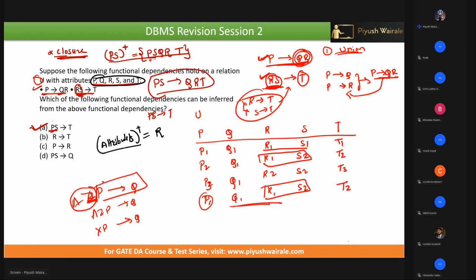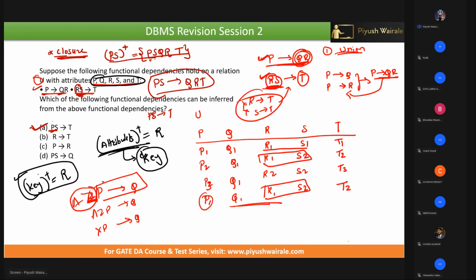If the closure is giving us all the attributes, that is basically what? That attribute or set of attributes will be my candidate key. Not candidate key, we can say simply key here. It can be a candidate key or super key. So if I take the closure of any key, that should give me all the attributes in the relation. That is basically the thing here.